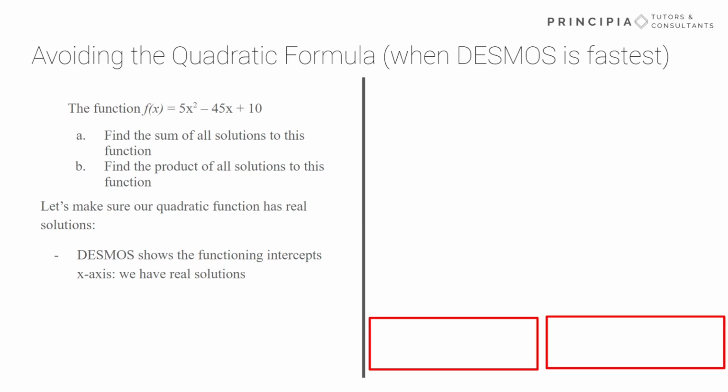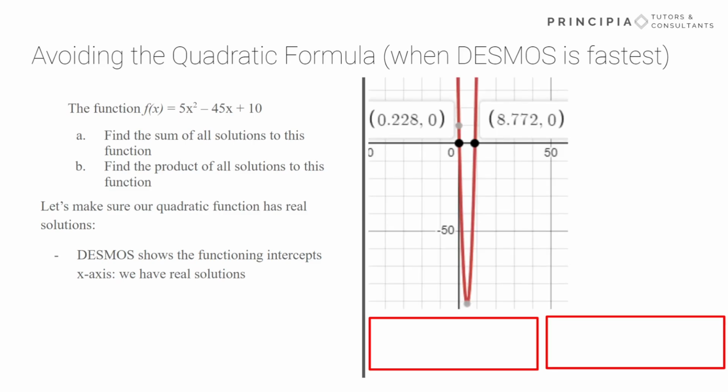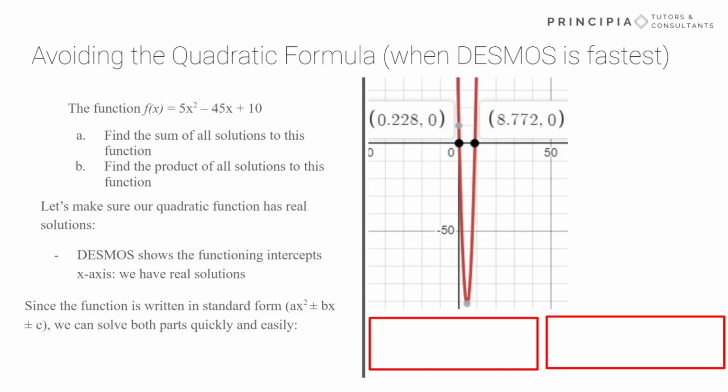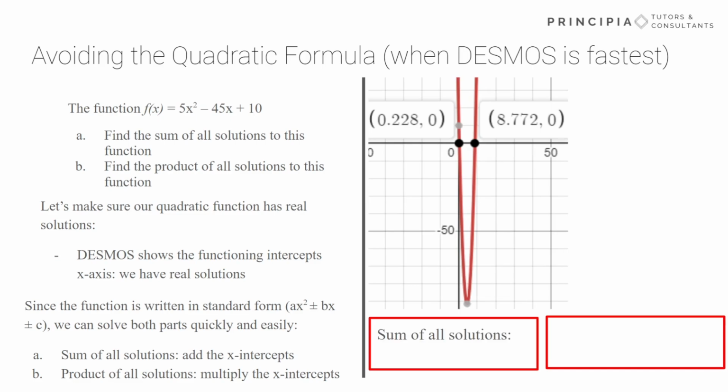Make sure that you've typed everything correctly, and if you're seeing the function intercepting the x-axis, then we know we have real solutions. So this is the output you should get if you type the function correctly. The x-intercepts are highlighted because if we want to find the sum of all solutions, we just add our x-intercepts. If we want to find the product of all solutions, we would multiply the x-intercepts. Here, adding the x-intercepts will give us a sum of 9. Multiplying the x-intercepts will give us a product of 2.